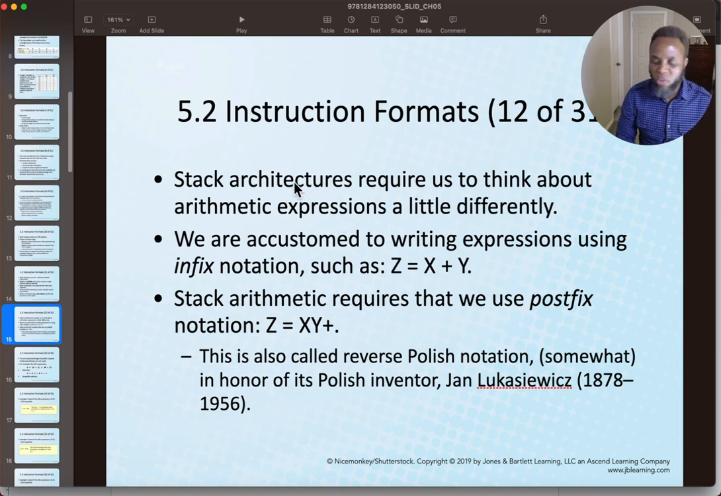So read through this. I will leave you guys to read through this one. If you have any questions, please reach out. It just talks about how, if you wanted to do an operation using the stack architecture, how the information will be structured. If you wanted to do z equal to x plus y using a stack architecture, how should this information be structured to fit on the stack?